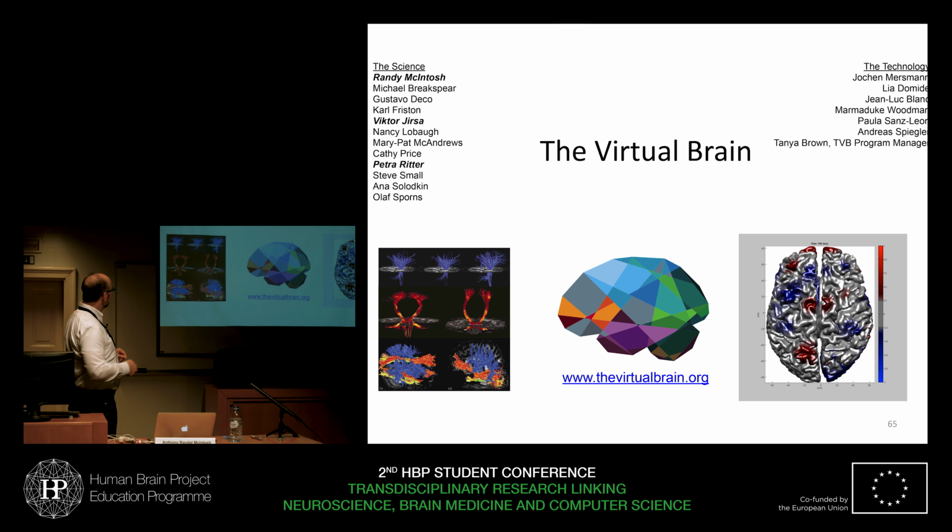So this is me. I'm a psychologist by training. Michael Breakspear in Australia, he's a psychiatrist, also a mathematician. Gustavo Deco is a psychologist, he's also part of HBP, and a mathematician. Carl Friston, probably some of you might know, is a psychiatrist as well and an engineer. Victor's a physicist. Nancy is an MRI physicist. Mary Pat's a neuropsychologist, clinical training. Kathy Price, also a neuropsychologist. Petra Ritter's a neurologist. Steve Small's a neurologist and an anatomist. And Olaf actually was a molecular biologist when he first started. And now he's a network dude.